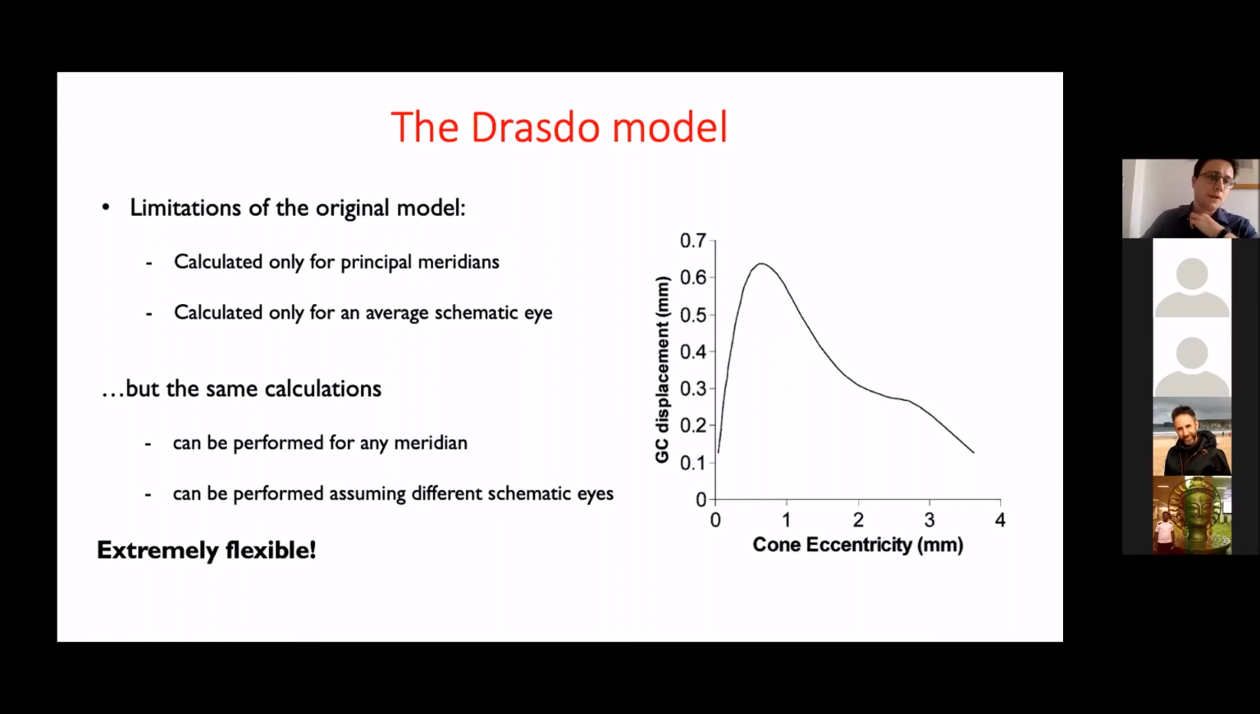So the original model had some limitations. The two main ones were that it was calculated only for the four principal meridians, and of course they needed to use a schematic eye to convert from visual degrees to millimeters on the retina, and they used just an average schematic eye. These are not limitations of the model itself, so these are the aspects that we tried to improve on in the work that we did to improve the model.